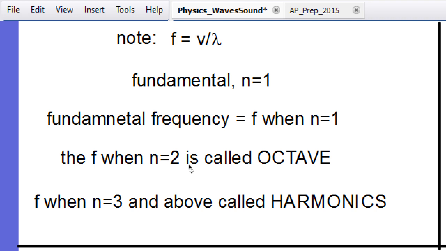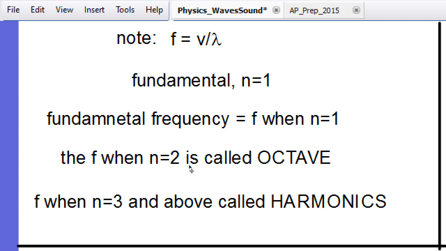Whenever you have an n of 3 or above, we can call it a harmonic. And technically, n equals 2, the octave, is also a harmonic, but we don't care about that. Whenever n is not 1, you are talking about the harmonics.